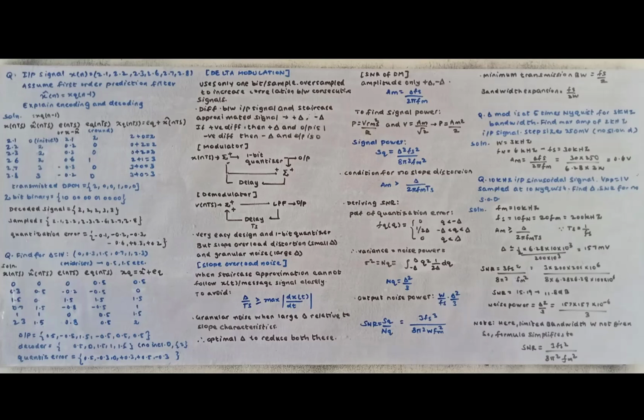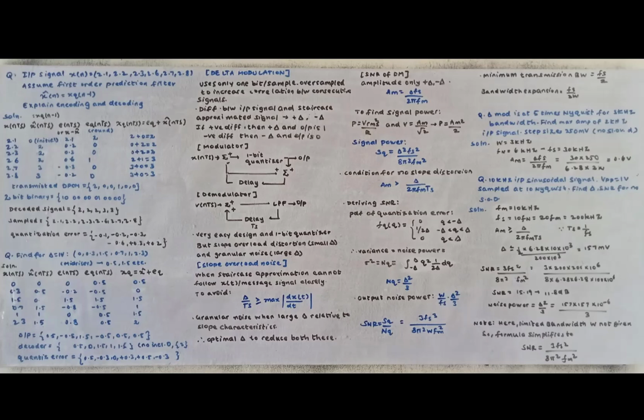The next is delta modulation, which only uses 1 bit per sample. So this is to increase correlation between consecutive signals. So the point is that if there is a positive difference between the input signal and the staircase approximated signal, then your output becomes 1, otherwise it's 0. So there's a simple diagram for the modulator and the demodulator that you should probably keep in mind. And they'll probably ask you an advantage or disadvantage if they're feeling very theory oriented, I guess.